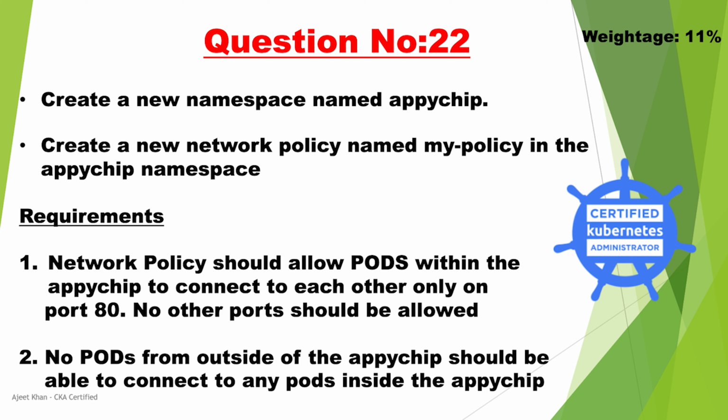The second requirement is no ports from outside of the appychip should be able to connect to any ports inside appychip. So the network policy should allow pods within the appychip namespace to connect to each other only on port 80 and no other port should be allowed. And then no port from outside the appychip namespace should be able to connect to any ports inside the appychip namespace. So these are the requirements that need to be fulfilled.